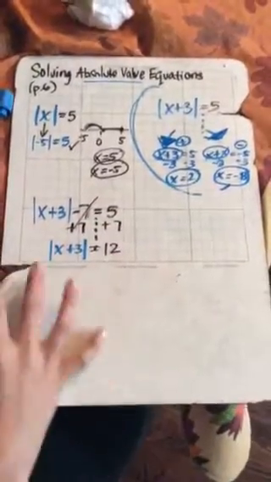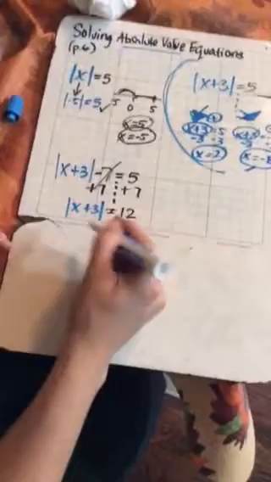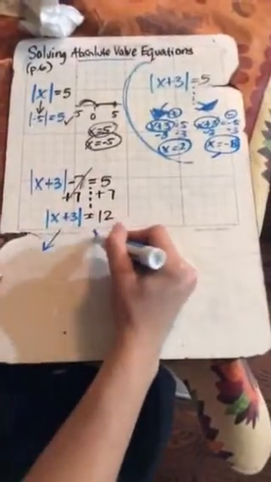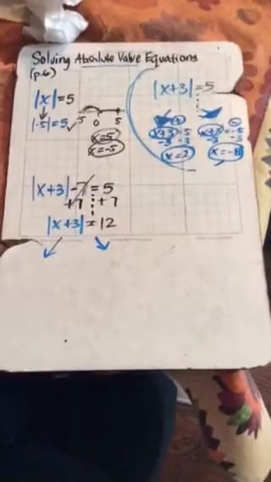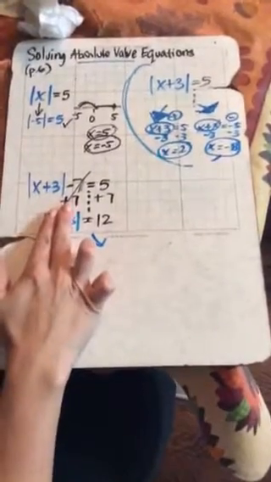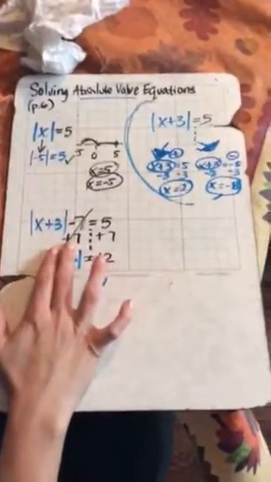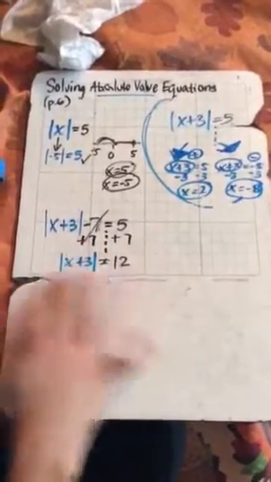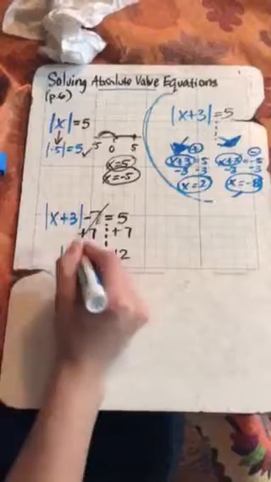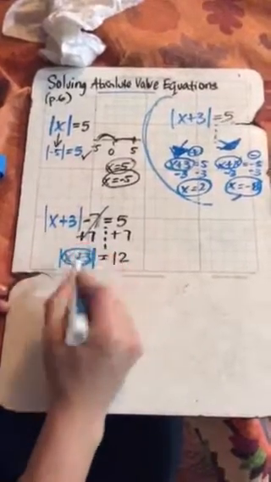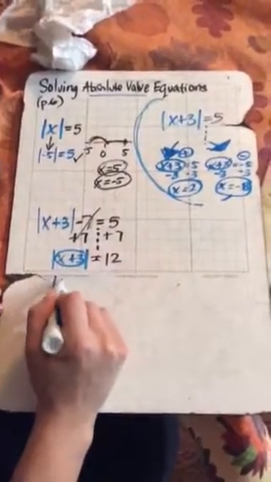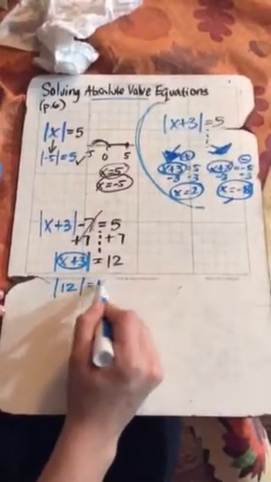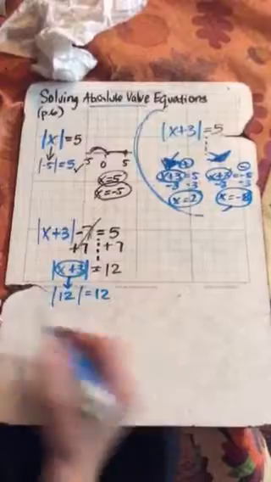Now that they're alone, we're going to make our two cases. This is a distance problem. Absolute value is distance. There are two locations with the same distance. Here, the distance that we're talking about is 12. So there's two places that have a distance of 12. So either all of this could be 12, the absolute value of 12. The distance from 12 to 0 is 12. So all of that could be 12.